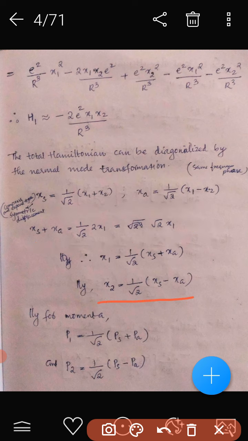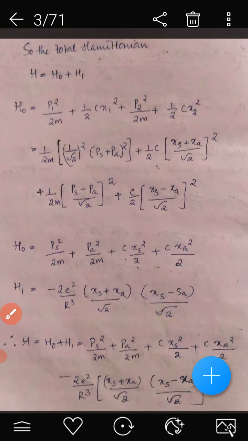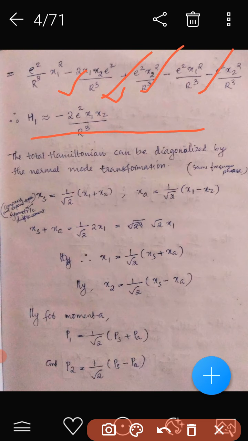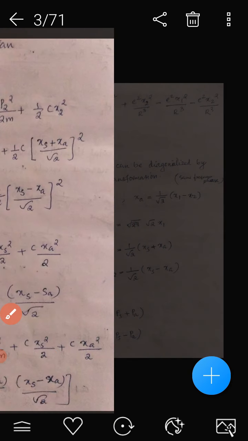Similarly, x2 is equal to 1 by root 2 (xs minus xa). Similarly, for momenta, P1 is equal to 1 by root 2 (ps plus pa), and P2 is equal to 1 by root 2 (ps minus pa). So the total Hamiltonian is H0 plus H1, and we know H0 is this one. I substituted for P1, x1, P2 and x2 using these four equations.